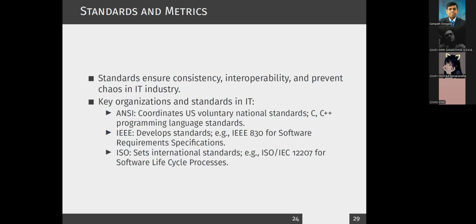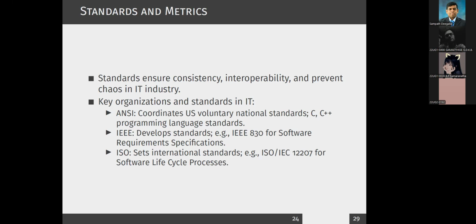ANSI is one such organization. They coordinate voluntary national standards in America. For example, they focus on programming language standards such as C and C++. Then we have IEEE, the Institute of Electrical and Electronic Engineers. For example, for requirement gathering, they have specifications like IEEE 830 for system requirement specification.